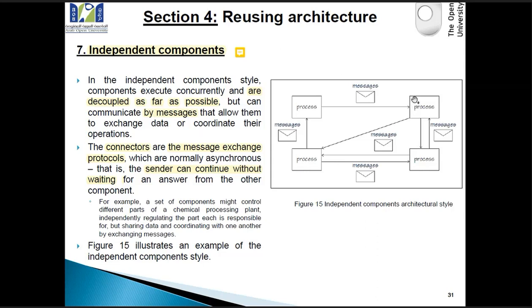Independent components يعني كل واحد ما يعتمد على الثاني. أنت أرسلت لي message أو ما أرسلت لي message, I can't complete my task. So this is just how it's going to be different from the others. It does not rely on them. So an example of independent components may be controlling different parts of chemical processing plants, where you have a part sending a message to another, with the process at the end.